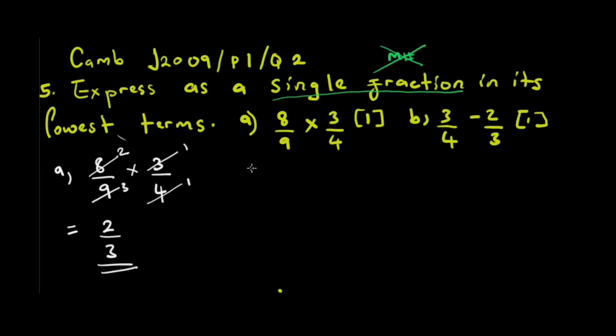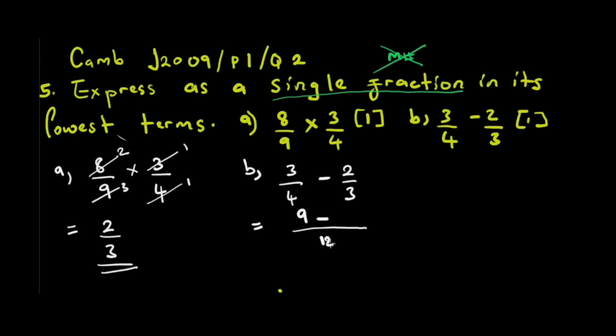What about B? B yakanzi iyo 3 over 4 minus 2 over 3. Because panapa to subtract, what do we need? A common denominator. Our common denominator is going to be the product of our denominators. 4 times 3 is 12. Saka 4 into 12 is 3. 3 times 3 is 9. Check note, vanhu vazhinji vanoita mistake yekuti 3 times 3 is 6. It's a very common mistake.